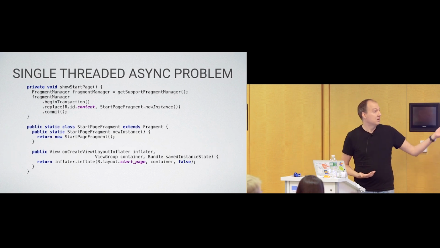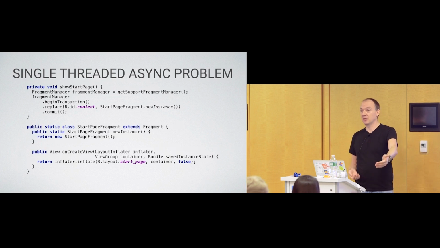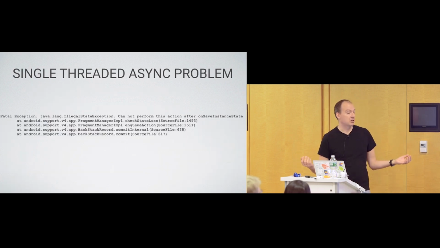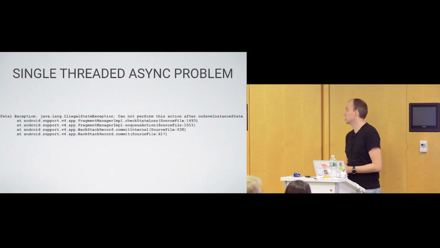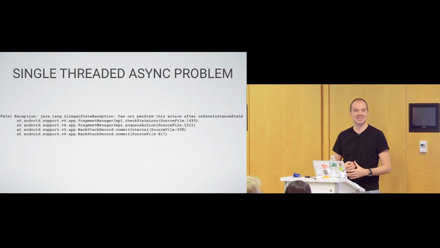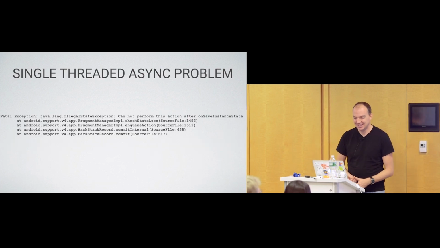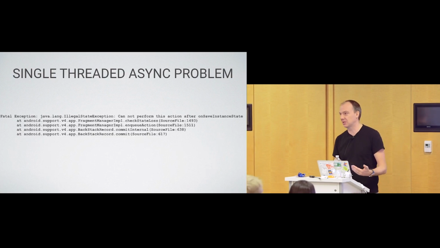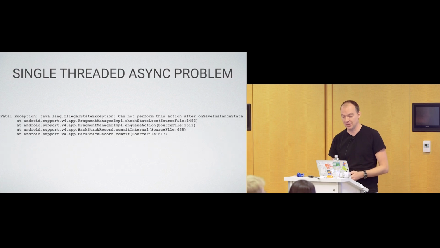So we wait 5 seconds before we call show start page, before we do a fragment transaction. And during that period, the user might have pressed back or home or whatever. And this ends up in your log. So how many of you have this in your crash logs? Really? No more? Illegal state, could not perform this action. Yeah, so this is specifically for fragments, and similar things keep happening to people.